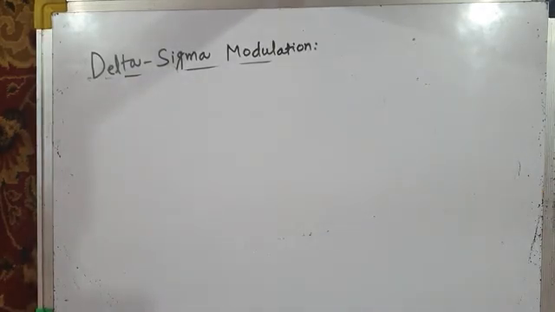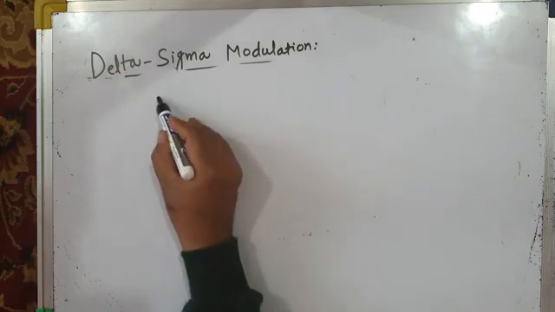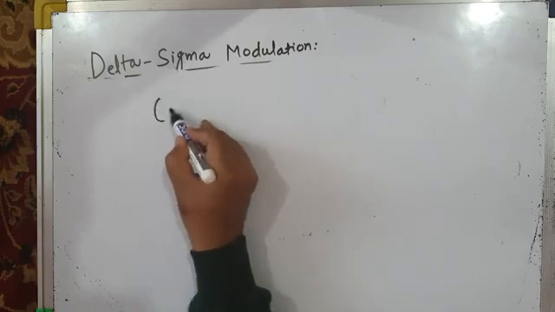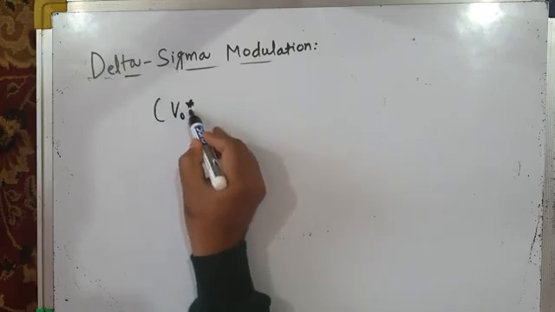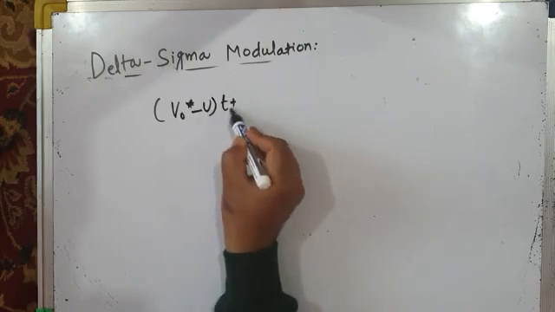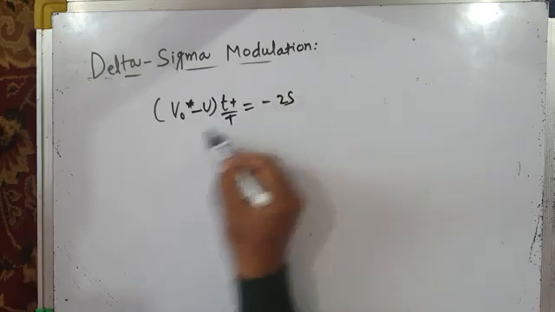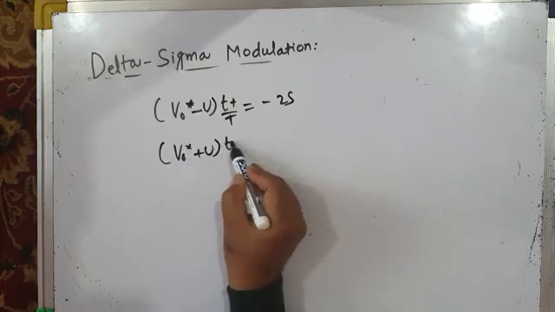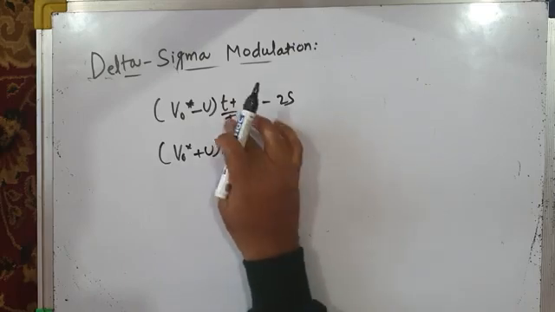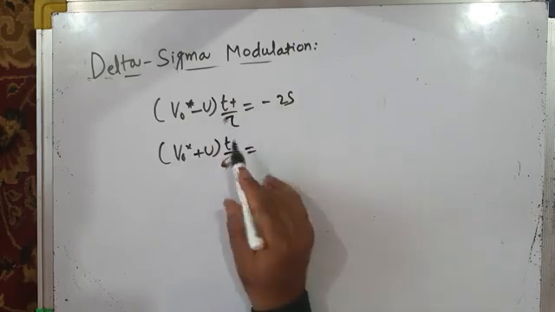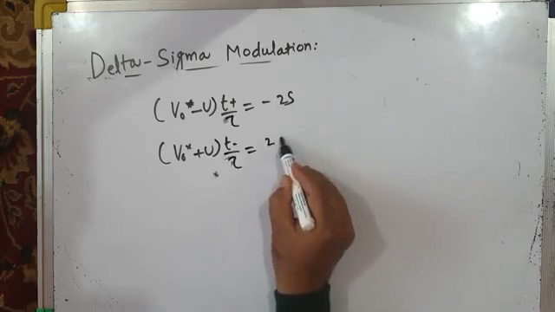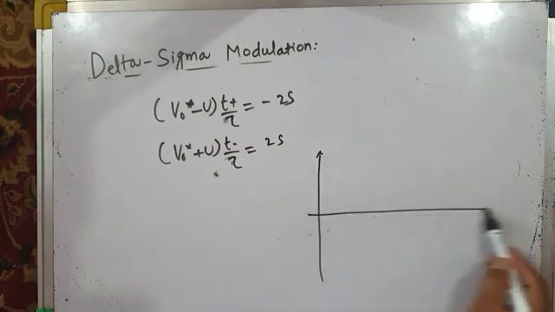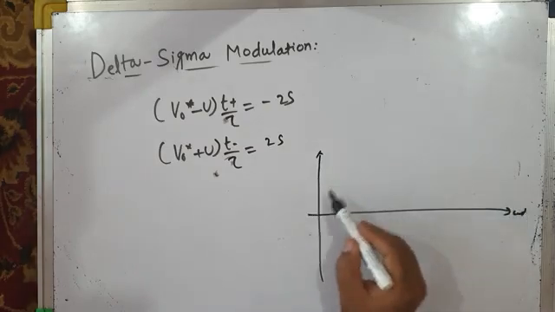Now, the switching frequency is given by, or we can write (V0* − U)·T+/τ = −2S, and (V0* + U)·T−/τ = +2S. A little while ago I showed you a waveform. I may have to reproduce that waveform from when I was explaining delta sigma modulation.